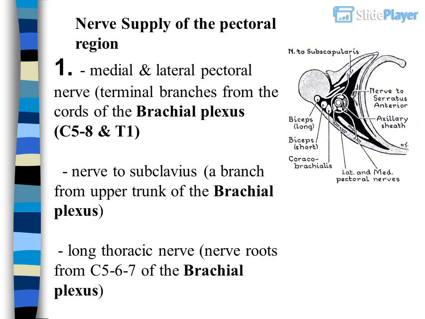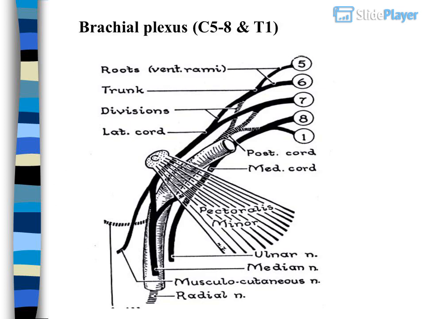Nerve supply of the pectoral region. 1. Medial and lateral pectoral nerves, terminal branches from the cords of the brachial plexus, C5-8 and T1. Nerve to subclavius, a branch from the upper trunk of the brachial plexus. Long thoracic nerve, nerve roots from C5-6-7 of the brachial plexus. Brachial plexus, C5-8 and T1.